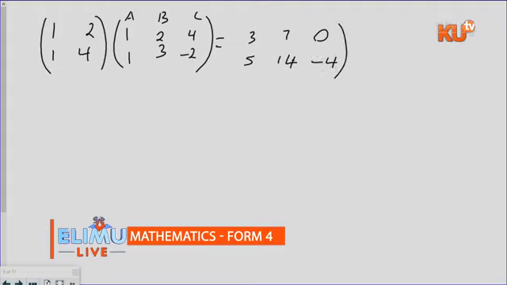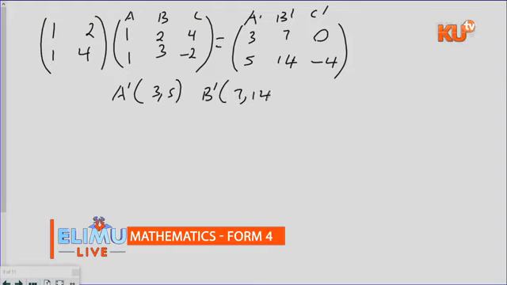So now this becomes the coordinates of A prime, B prime, and C prime. Because we've been asked for the coordinates, we put it horizontally: A prime is (3, 5), B prime is (7, 14), and C prime is (0, negative 4). So again, that takes us to the first part: how do you obtain the image given the object and the matrix?